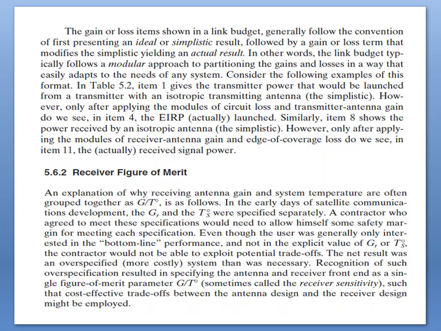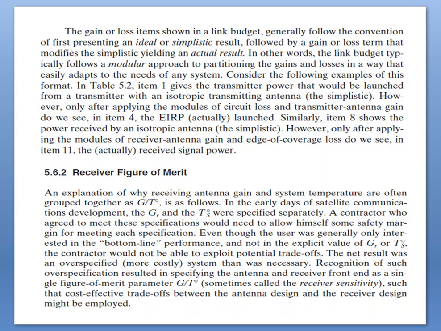And now our next topic is the receiver figure of merit. An explanation of why receiving antenna gain and system temperature are often grouped together as G by T naught is as follows. In the earlier days of satellite communication development, the G and the T were specified separately. A contractor who agreed to meet these specifications would need to allow himself some safety margins for meeting each specification.